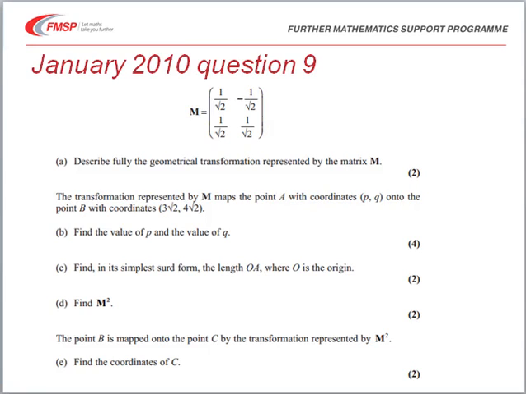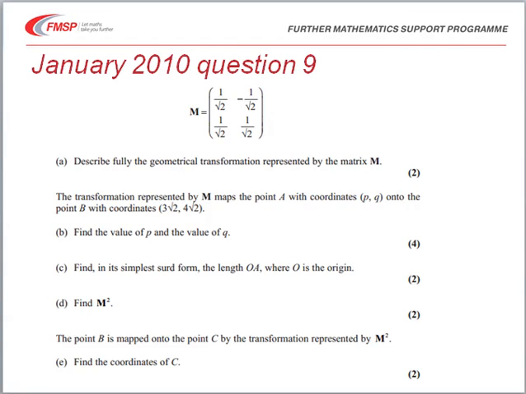We're then in part B asked to locate the point A which, if transformed by M, ends up at B, which has given coordinates. Having found A, we're asked to find the length of the line from O to A, where O is the origin.